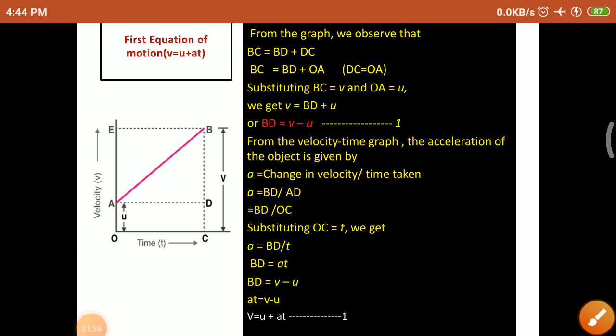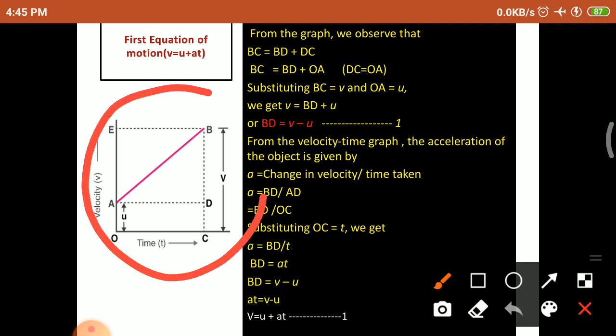From the graphical method, we derived the first equation of motion, v equal to u plus at. Here v is the final velocity, u is the initial velocity, a is the acceleration, t is the time. Dear students, you have to watch very carefully, then only you can understand how we derive v equal to u plus at. If you have any doubt in this derivation, you can ask through the comments, and I will explain it to you.